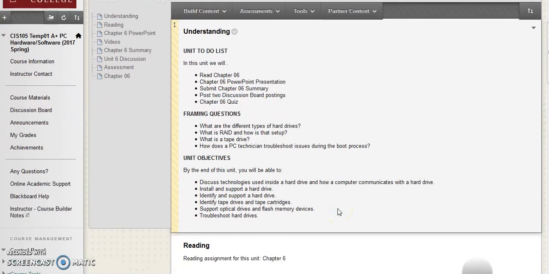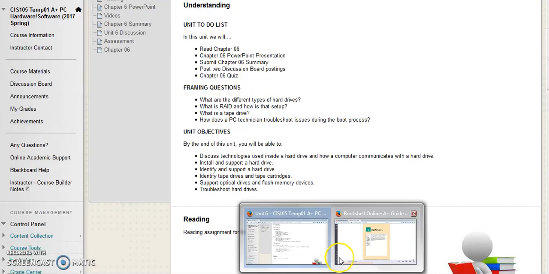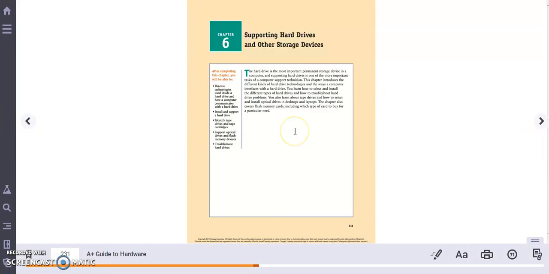In this video I will be discussing Chapter 6 in our book. Chapter 6 describes how to support hard drives and other storage devices. So let's take a look.